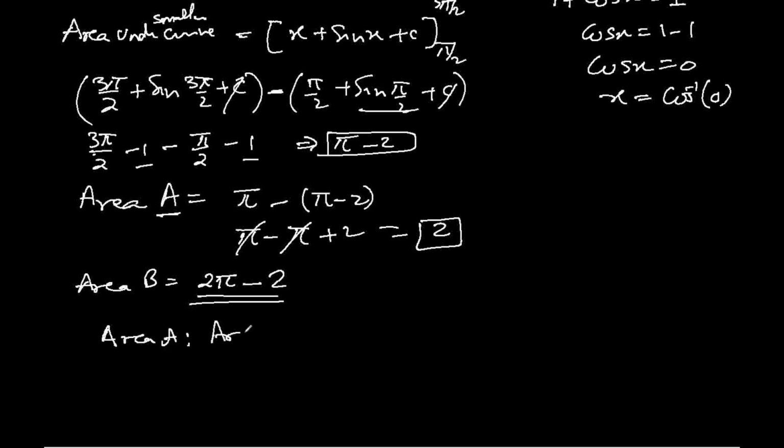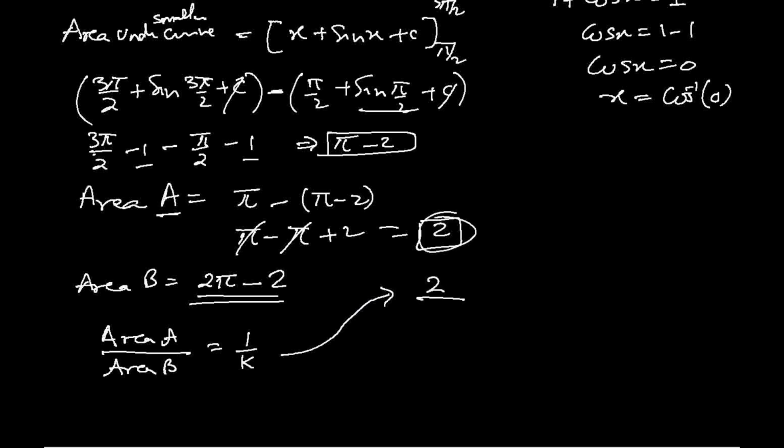Area A ratio area B equal to 1 ratio K. Let me write this in fractional form, that will be easier to do. Area A ratio area B equal to 1 ratio K. And now we can find K easily. Area A is how much? 2. Area B, 2 pi minus 2 equal to 1 over K.